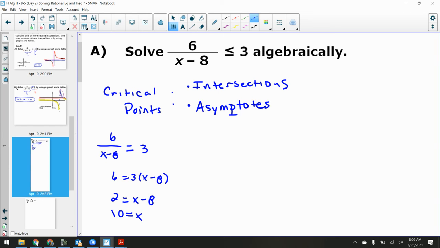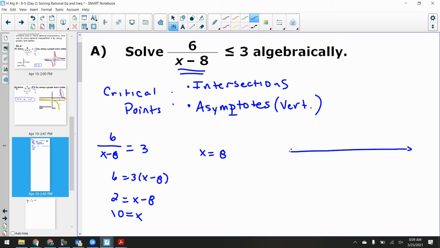So my first critical point is 10. Okay, x equals 10. Where is my other critical point? x equals 8, because that's my asymptote. I should have been a little bit more specific. I should have said I only need the vertical asymptotes. I really don't care about the horizontal asymptotes. I said asymptotes, and I really should have just meant vertical asymptotes. So x equals 8 is my other critical point, and I get that from the denominator of my rational.